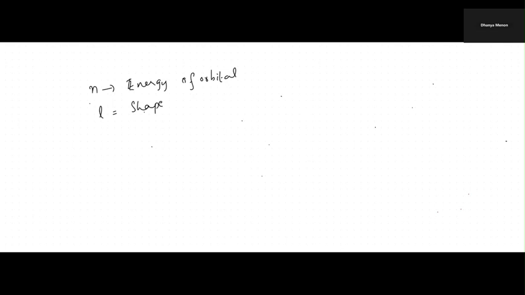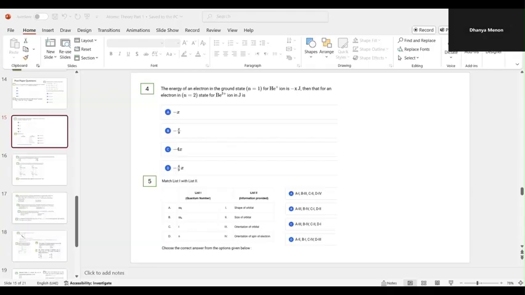The magnetic quantum number tells you about the orientation of the orbital, and the spin quantum number tells you about the spin of electrons, minus half or plus half. So let's check where this option comes to. Here your option comes to B. Okay, so your answer is B.